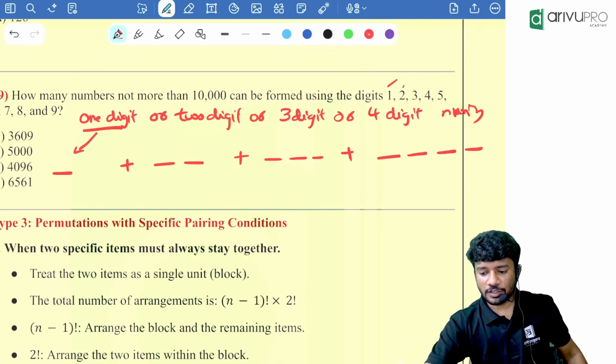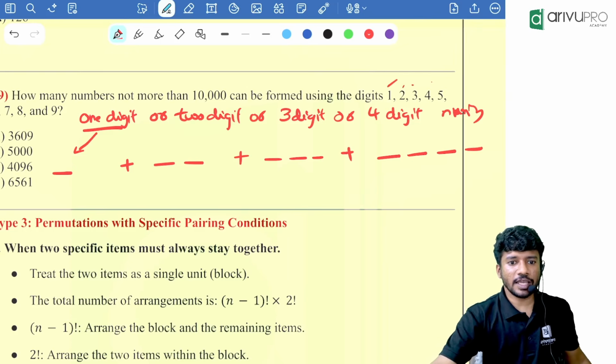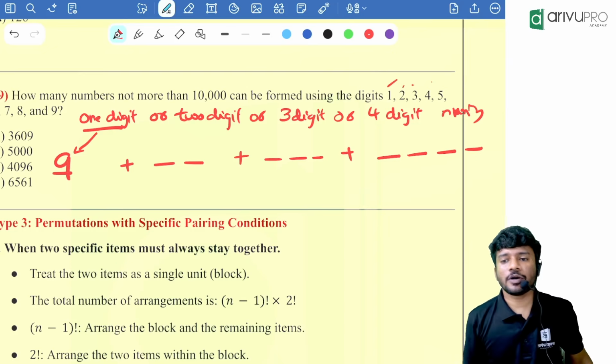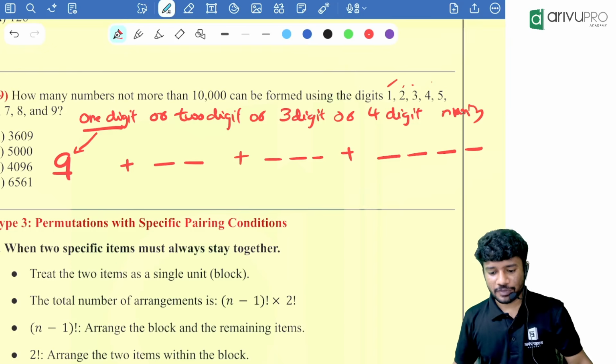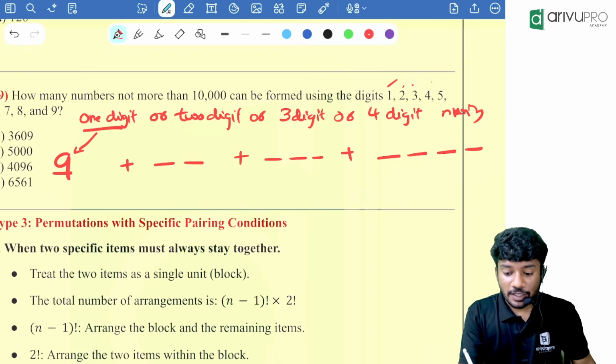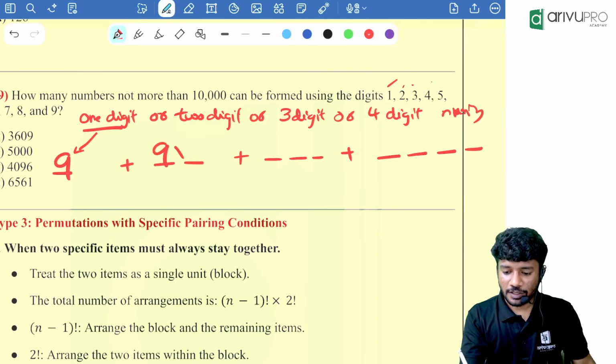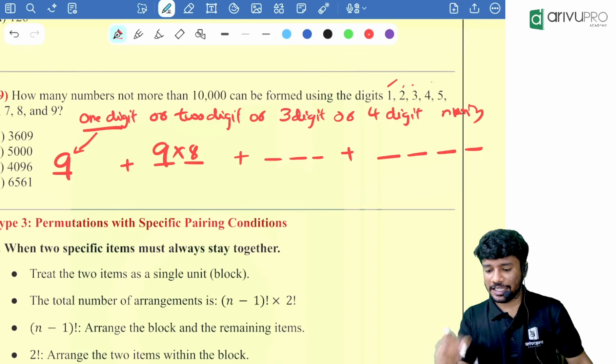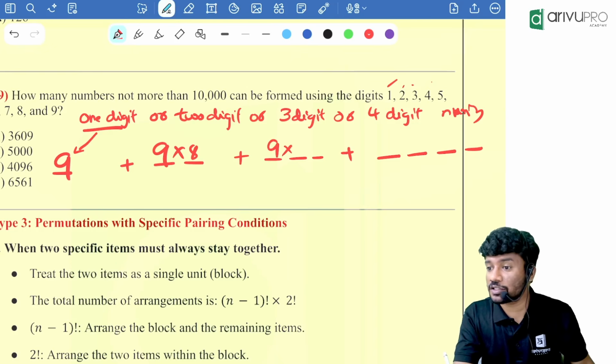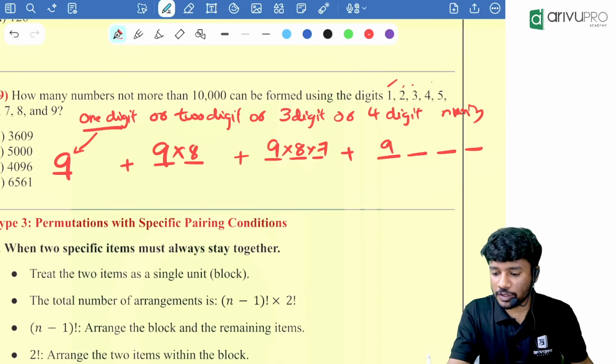Now, people, in a one digit number, how many possibilities are there? Either it can be 1, 2, 3, 4, 5, 6, 7, 8 or 9. That means 9 possibilities are there. Then in a two digit number, any of the 9 can sit in the first place. Then how many are remaining? 8. So 9 into 8. In a three digit number, any of the 9 can sit in the first place, then 8, then 7. Four digit number, 9 into 8 into 7 into 6.